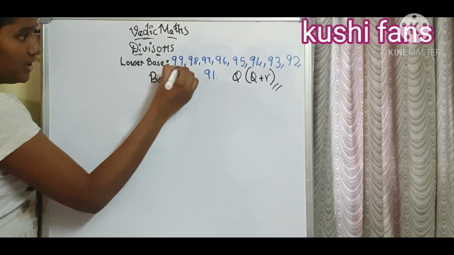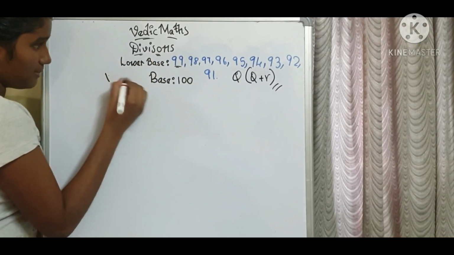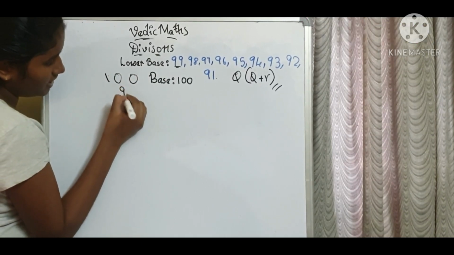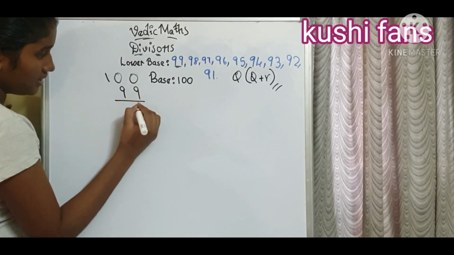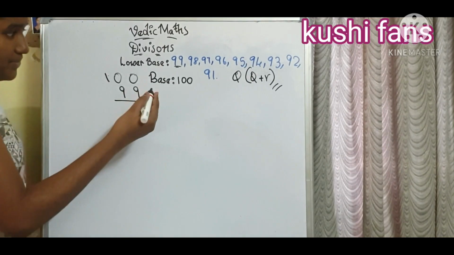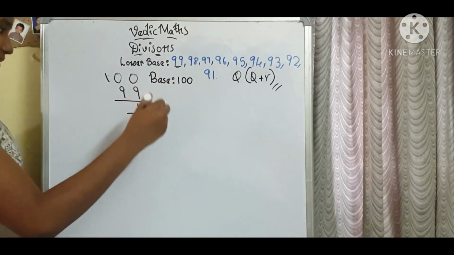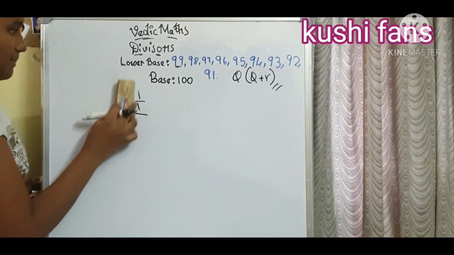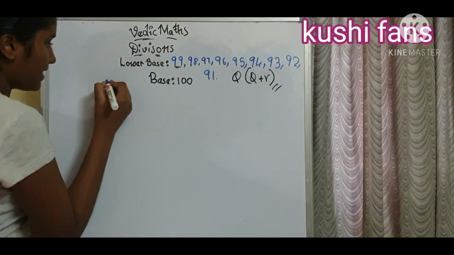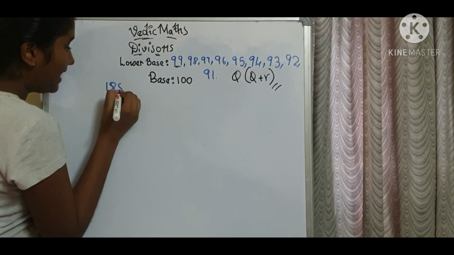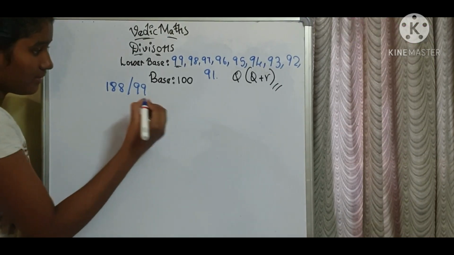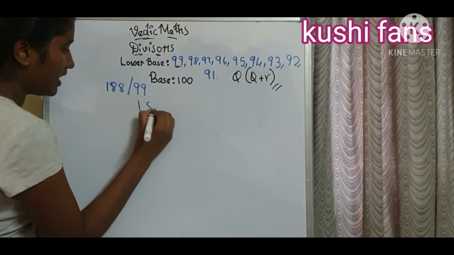First I am going to do it with 99. I am taking the base as 100, and here 99. 1 will be my answer, right? Now how to do it. Here I am taking the example of 188 divided by 99. First we have to take 188.